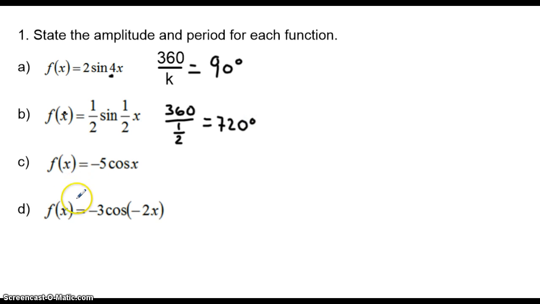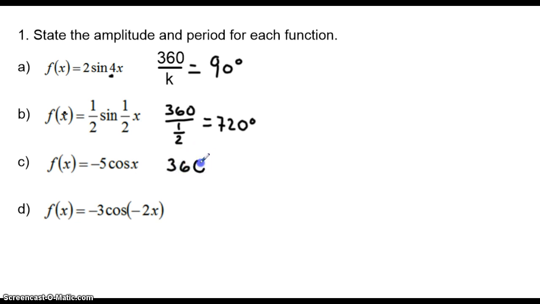Now let's look at 1c. The parameter in front of the value of x here, for the cos function, there is no parameter, but it's understood to be the value 1. So this function has no transformation to it. The period for this function is the usual period for cos, which is 360 degrees.